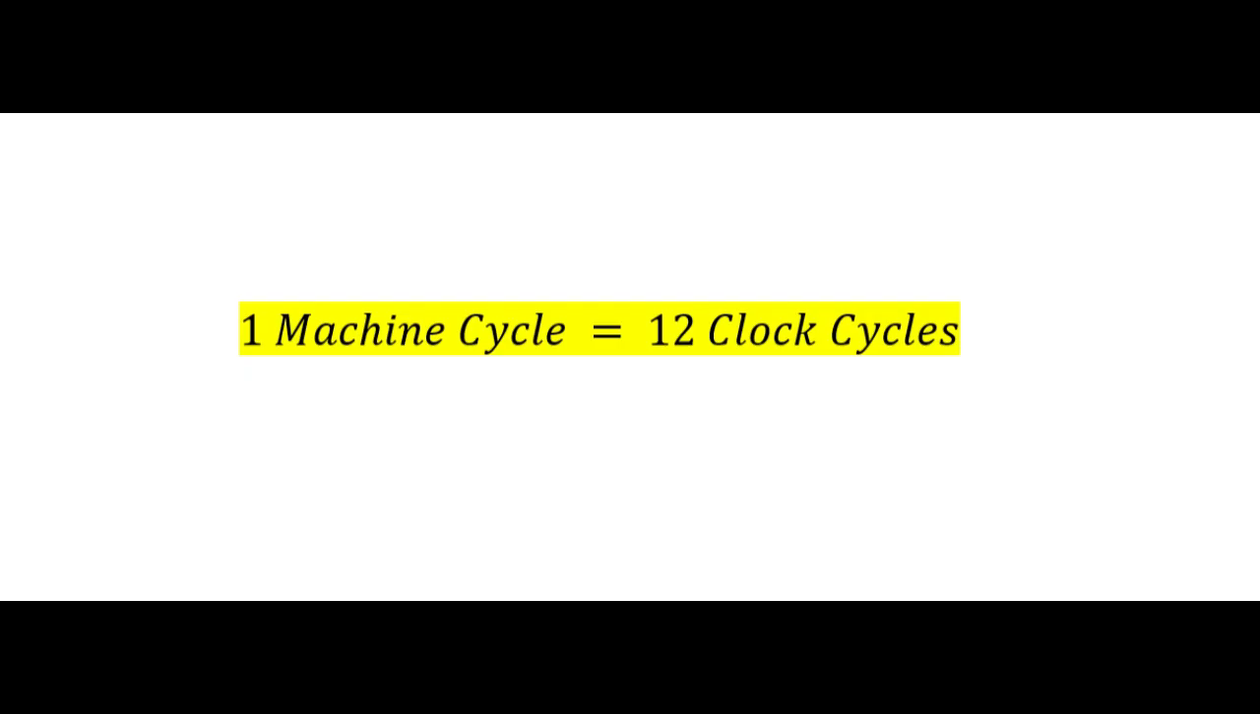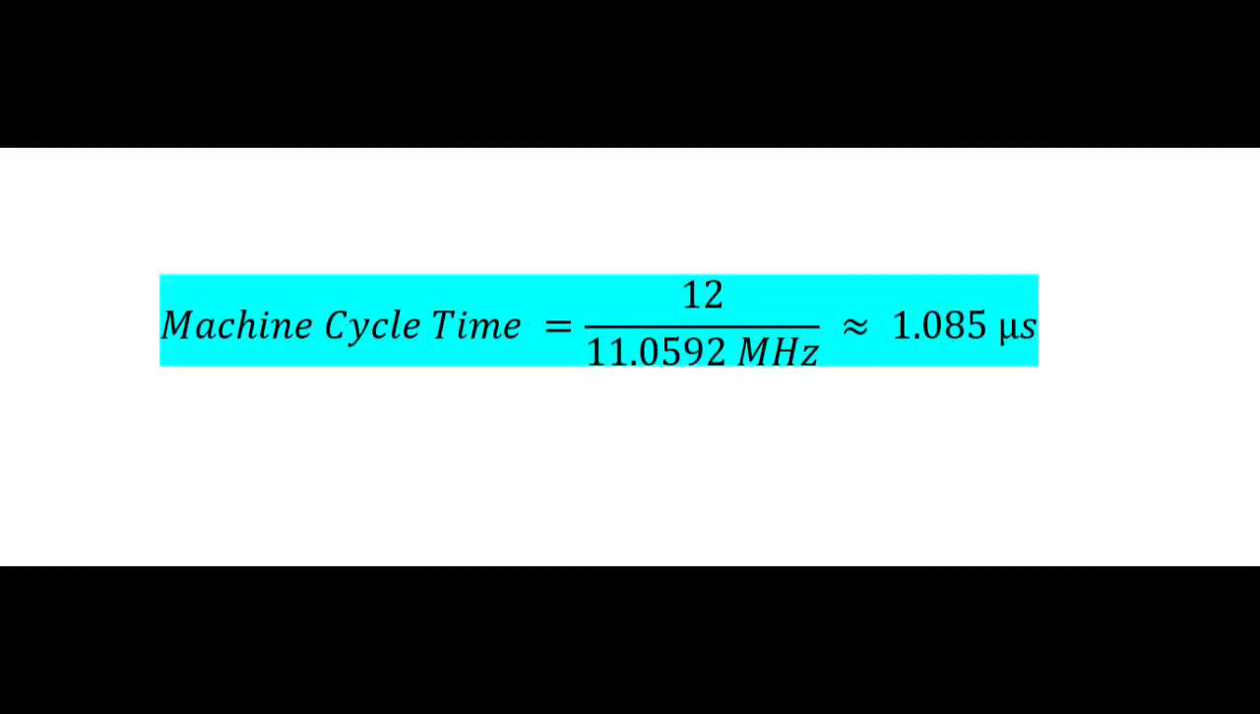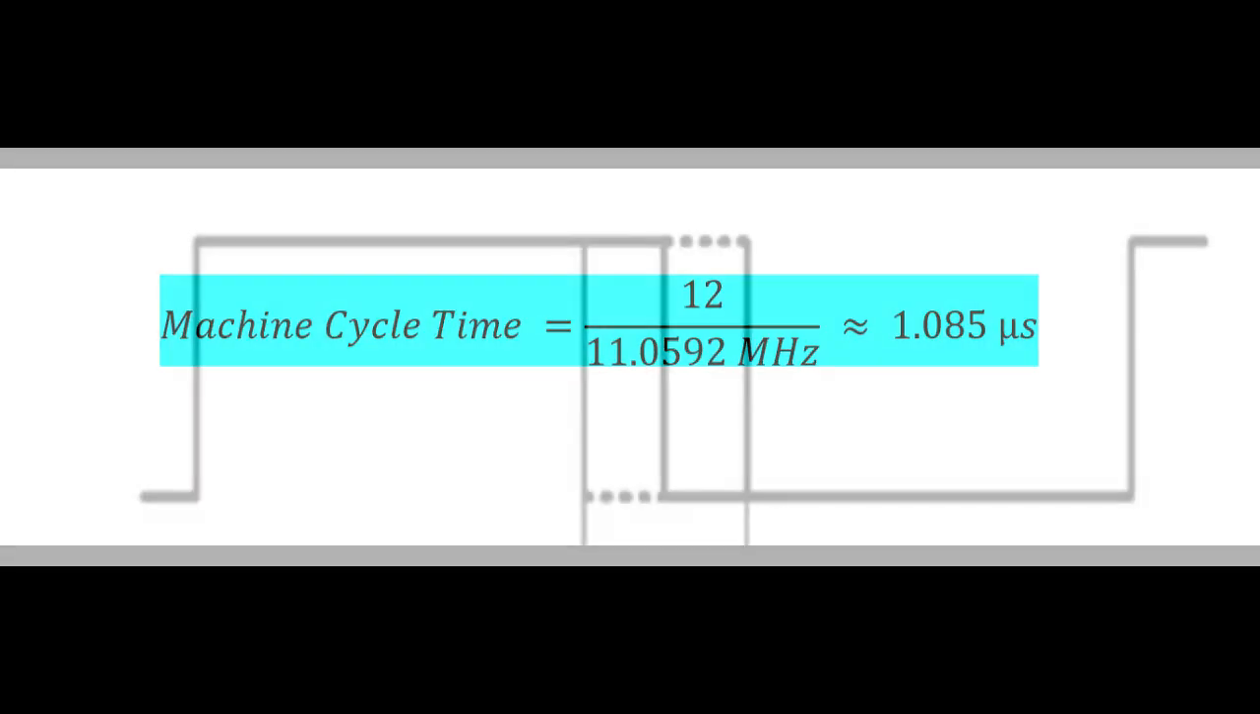Clock frequency and machine cycle. The classic 8051 architecture uses 1 machine cycle equals 12 clock cycles. If the crystal frequency is 11.0592 MHz, machine cycle time equals 12 divided by 11.0592 MHz, which is almost equal to 1.085 µs. Each instruction requires one or more machine cycles, so crystal frequency directly controls execution speed.